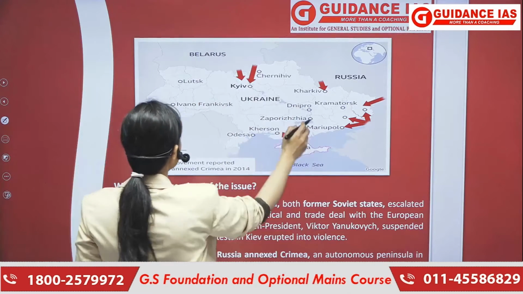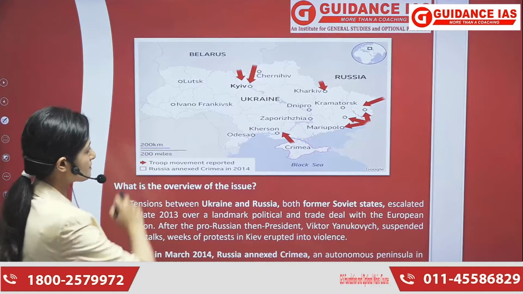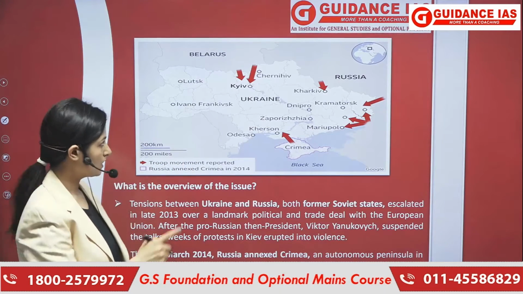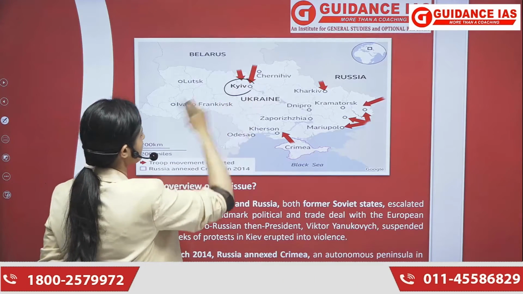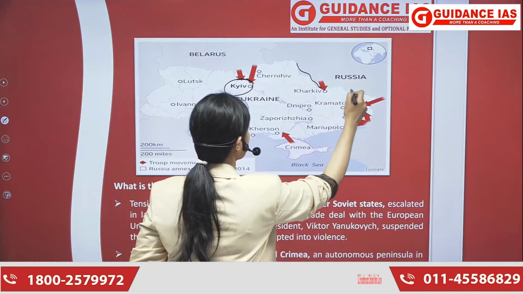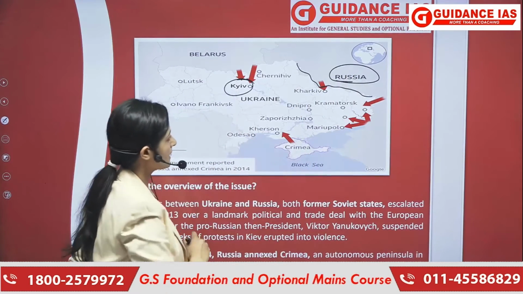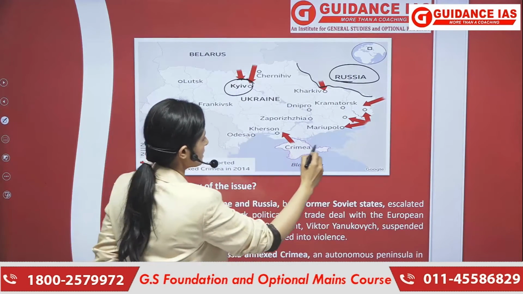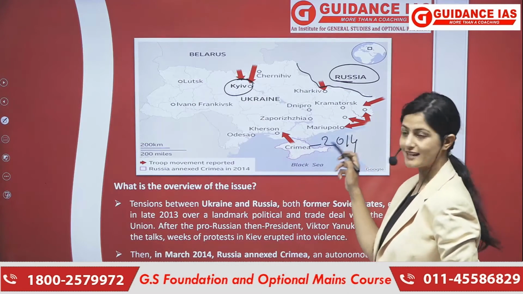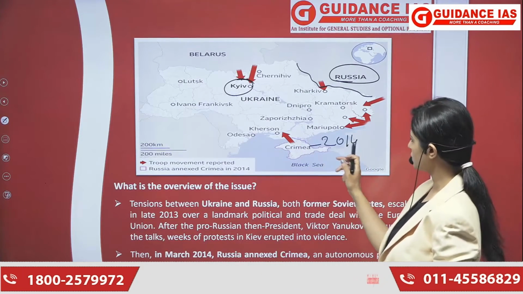This is the map of Ukraine. This map particularly is showing कि रशिया ने अपने troops कहाँ कहाँ पर भेजे हैं for the attack. So this is Kiev, the capital of Ukraine. Here at the border of Ukraine lies Russia. This is Crimea, which Russia annexed in 2014.